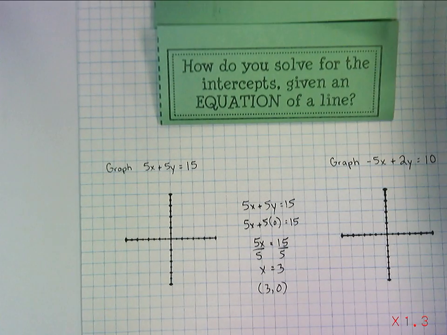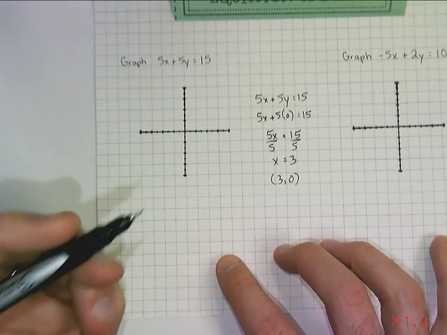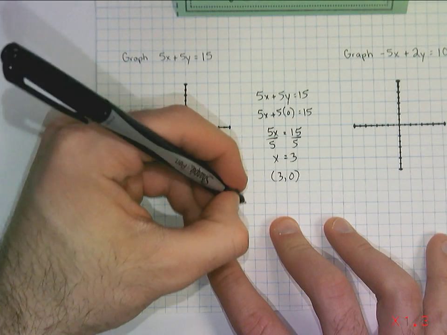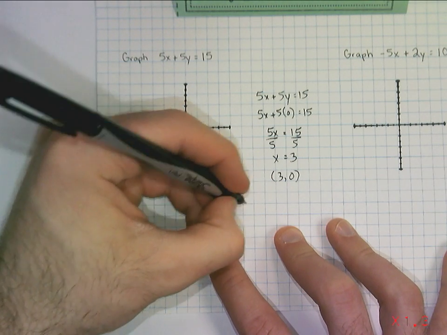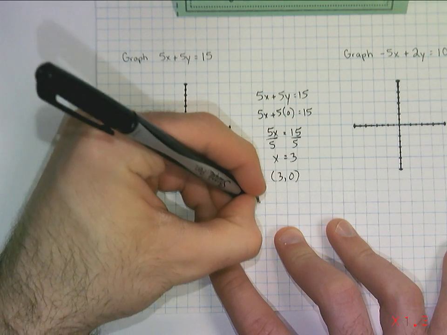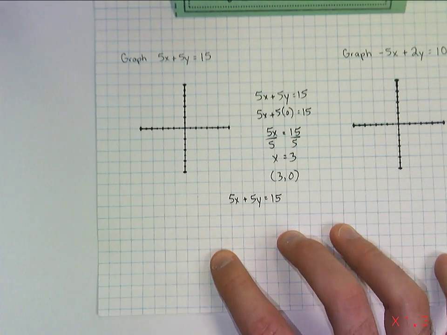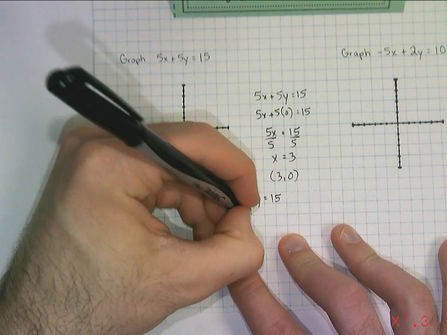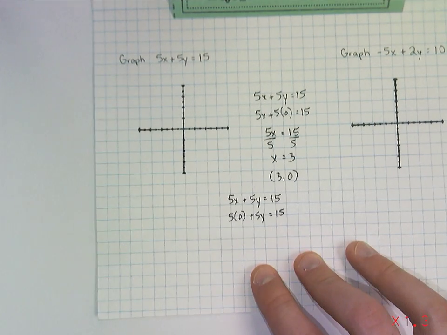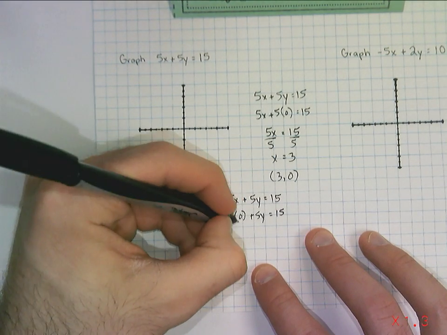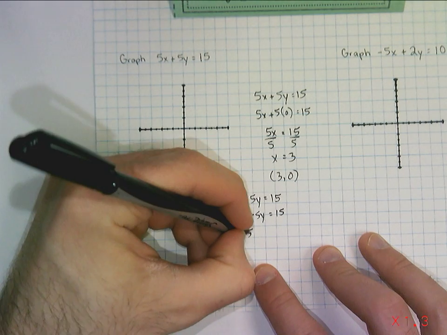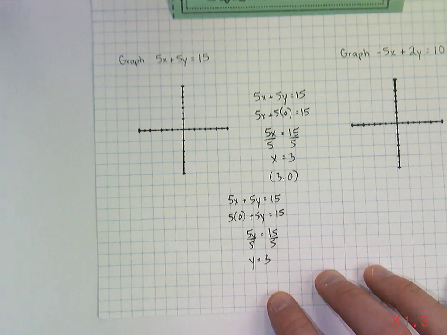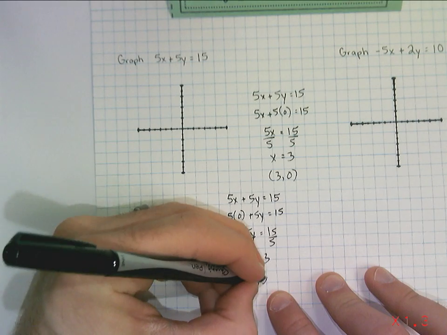Now similarly, you're going to have to find the y-intercept. So that means for your y-intercept, your x value is 0. So let's just plug that in. I'll do it here. 5x plus 5y equals 15. And in problems like this, I want you to show your work so I can see what's going on. So 5 times 0 plus 5y equals 15. 5 times 0 is 0. That's gone. So 5y equals 15. Divide by 5, divide by 5, y equals 3. That coordinate would end up being 0, 3.